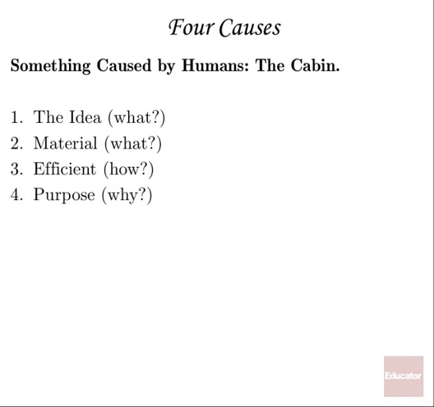So, we have 4 causes. Here's how we think about them. The idea is a what question. The material is also a what question. Efficient is always how did the material become the effect. The purpose is, well, why bother at all?